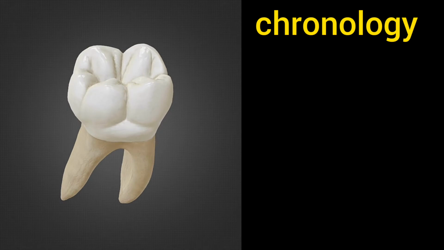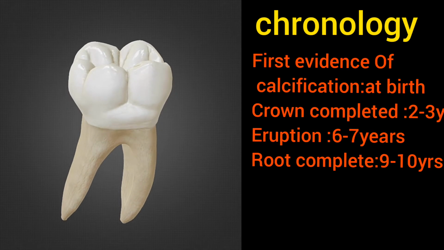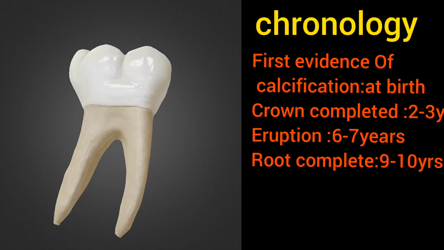So let's start with the chronology of this tooth. The first evidence of calcification starts at birth, and the crown is completed at the age of 2 to 3 years. This tooth erupts at the age of 6 to 7 years, while the root is completed at 9 to 10 years. So it has two roots.